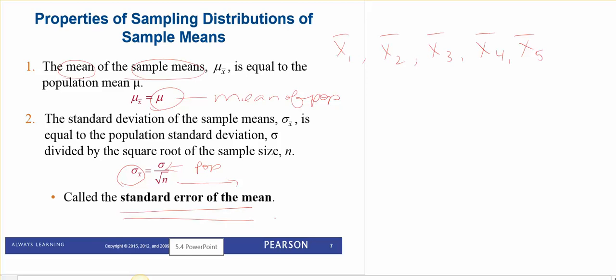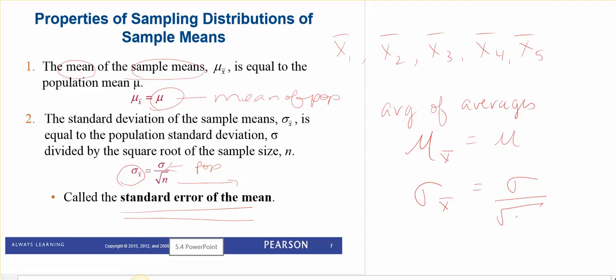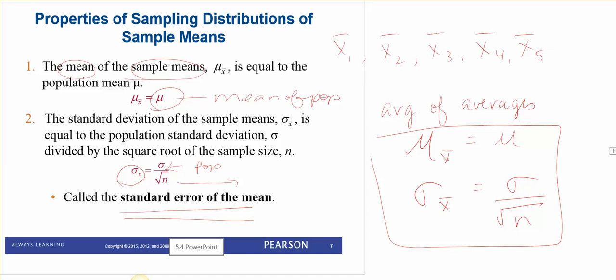So if we're going to talk about the average of the averages, that's written mu of X bar, and it would be equal to mu. And if we wanted the standard deviation for X bar, we would do the standard deviation of the population divided by the square root of n. So these are our two big components in 5.4. So we have two new formulas.